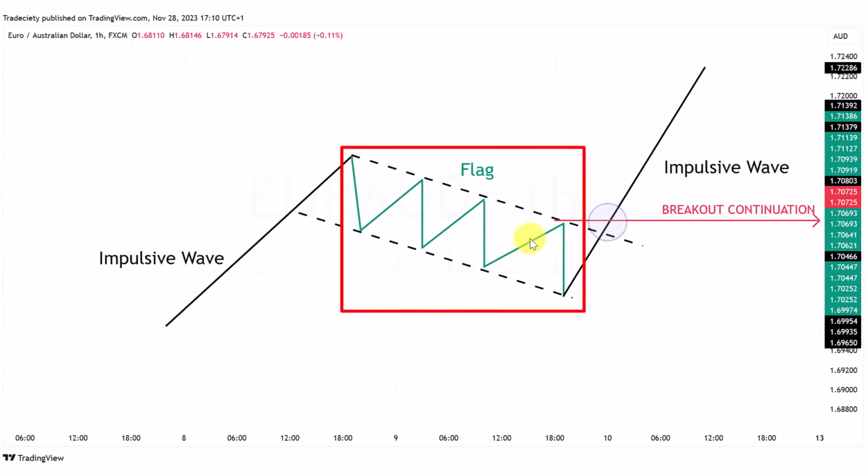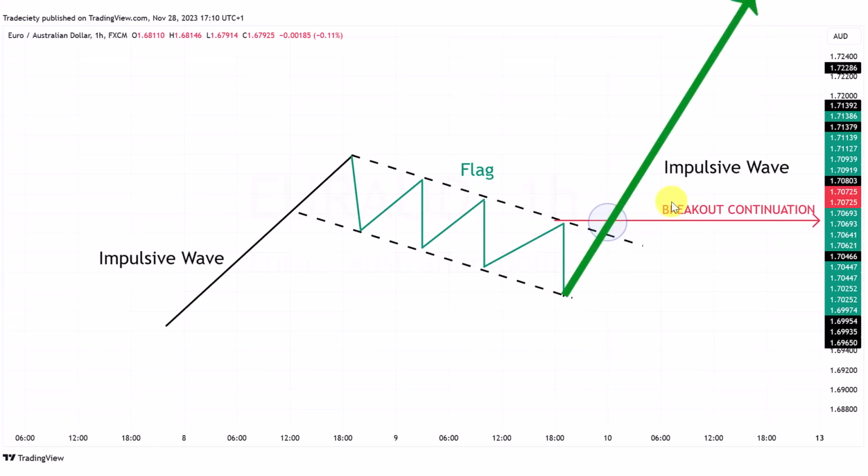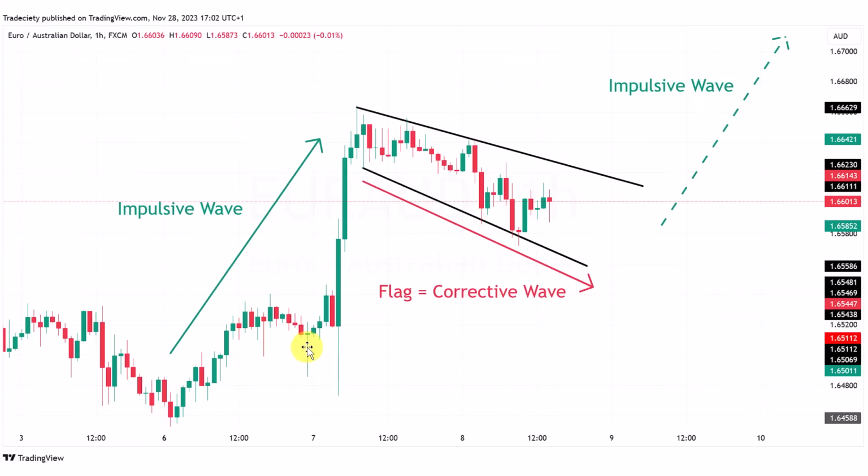Then the flag is the corrective wave where the market pulls back against the initial trend direction. And then at some point we have the breakout continuation and the market is going into a new impulsive wave. With the flag, the goal is to trade the continuation, and there are quite a few ways of how we can achieve that. When we look at a chart, obviously it doesn't look as pretty as when we just draw it out, but you will often find flags.